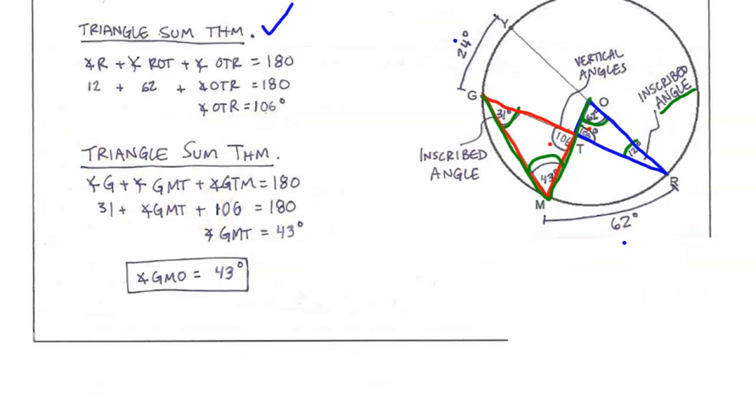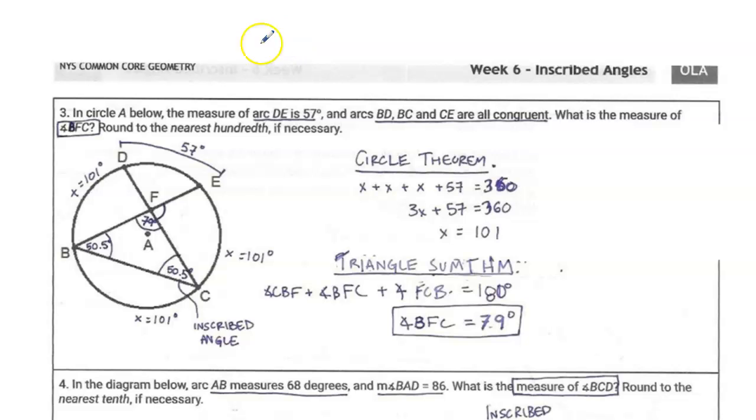Moving on up. For question number 3, it tells us that the measure of arc DE is 57 degrees. That's this arc here. Many students wanted to say that this angle is 57 degrees because of central angles. However, this is not a central angle.